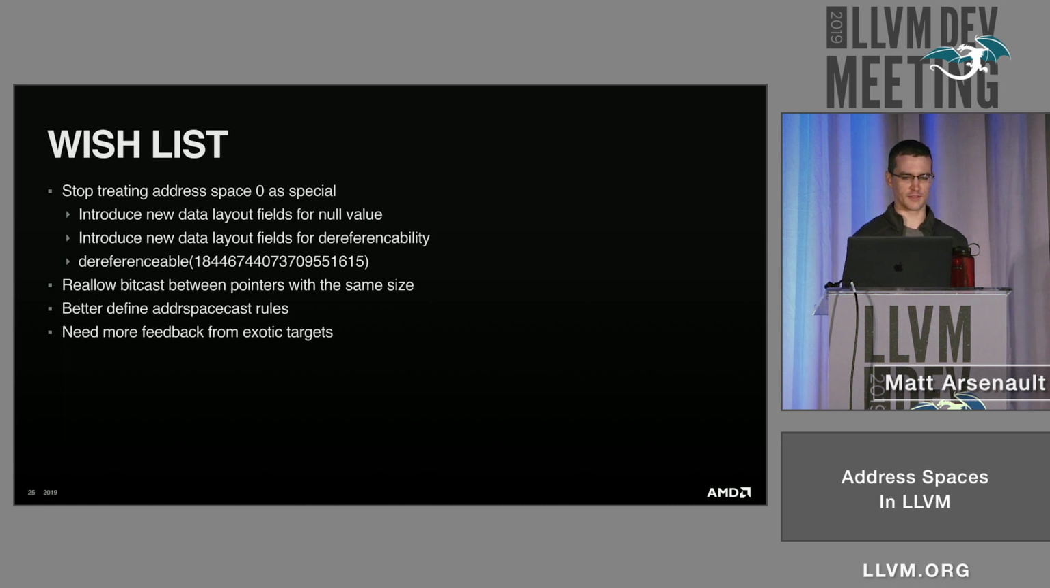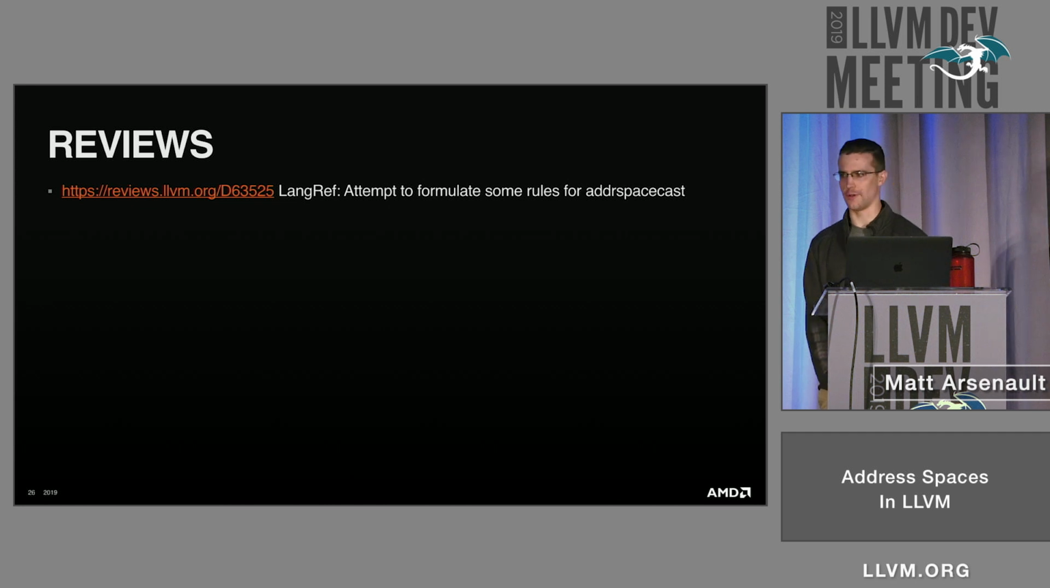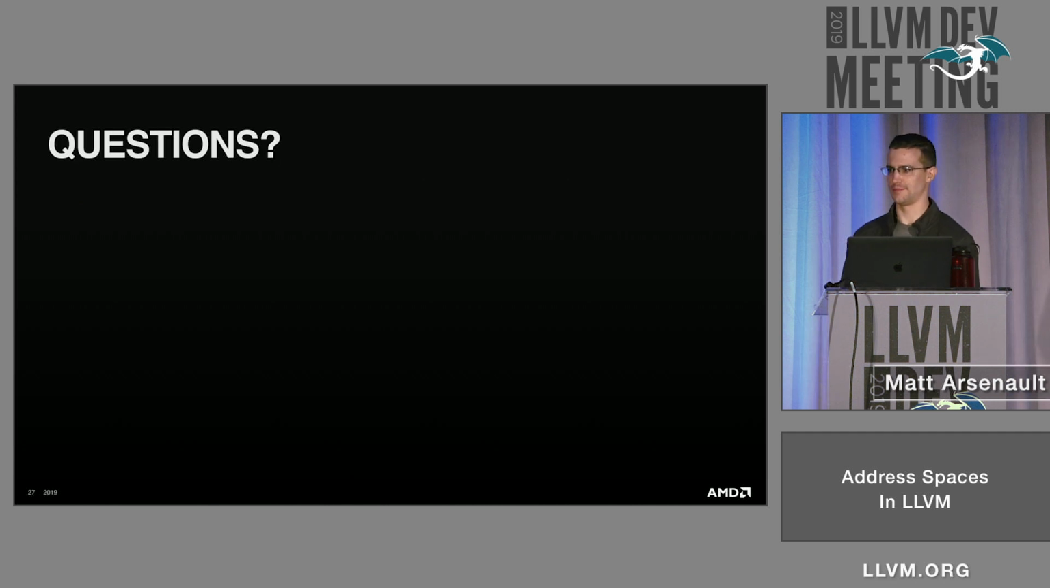But it would be nice to have some feedback from more exotic targets, because I can invent all these rules that would be nice for me, but it would be useful if we could define things in a way that works for everybody. There are occasionally mailing list posts where people ask these questions, but I never really get a clear answer on what their problem is, so that kind of information would help. So here's my review, asking to define the address space cast rules a little better. Questions?